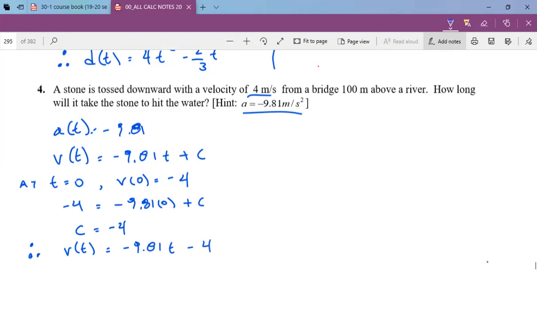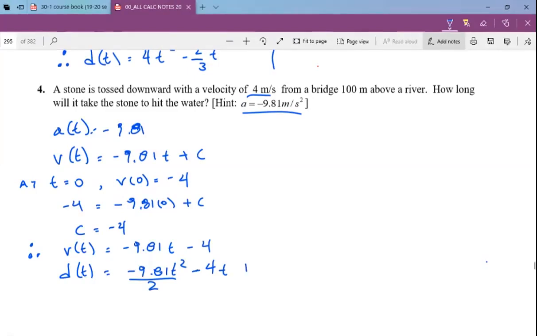Find the antiderivative of that. We integrate this to find our displacement function. The displacement function is equal to negative 9.81 as our coefficient. T now becomes t squared, but when we add 1 to our exponent, we're also going to divide that by 2. Negative 4 as a constant, when we integrate that, becomes negative 4t. And again, that is plus c.